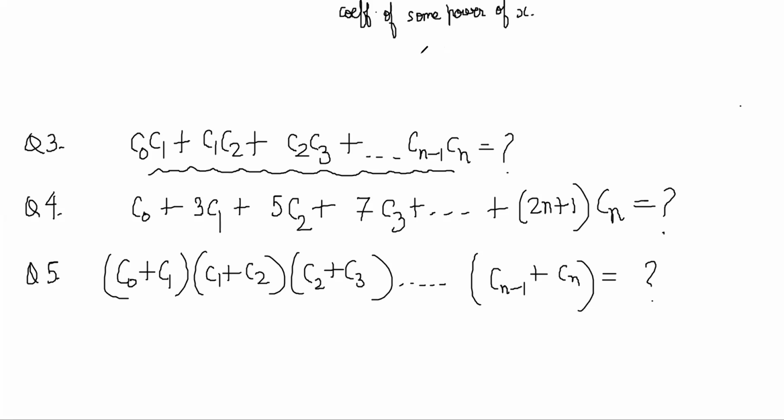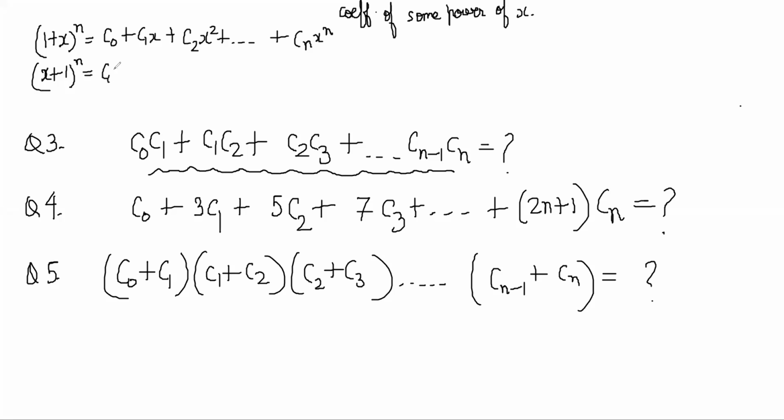Correct. So we can use the identity we learned, that nCr is equal to nC(n minus r). You could use that. Cn x^n... I was thinking more like if you reverse it, it becomes C0 x^n plus C1 x^(n minus 1) plus C2 x^(n minus 2) and so on, Cn x^0.